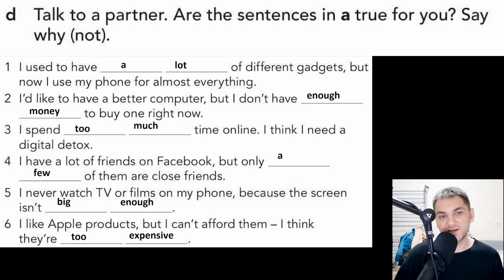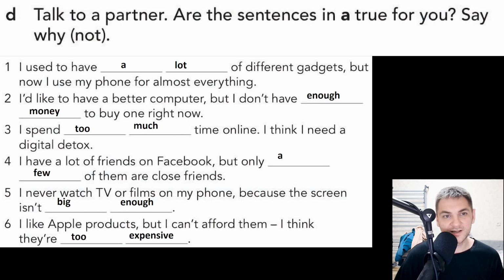Sentence 3. I spend too much time online. I think I need a digital detox. No, I don't think so. My wife is like a walking digital detox. Whenever I try to use my computer for something that isn't work, she grabs me by the neck and pushes me to go somewhere. So I get plenty of detoxing whether I want it or not.